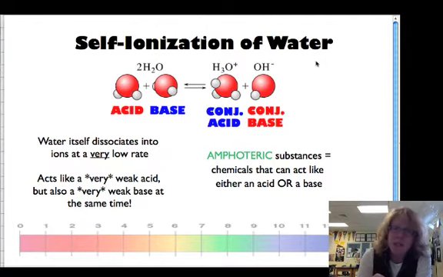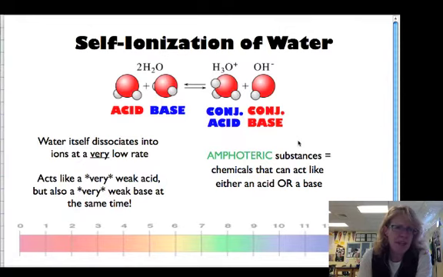Very small percentage of the time, some of the water molecules will spontaneously give up a hydrogen, and other water molecules will spontaneously receive that hydrogen. And again, we've got water molecules. Here's our hydronium ion and our hydroxide ions. We talked about acids and bases and conjugate acids and bases in the last unit. This is kind of bizarre to think about water doing this.